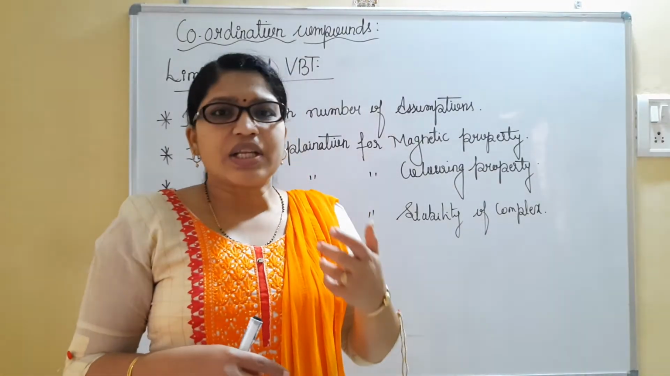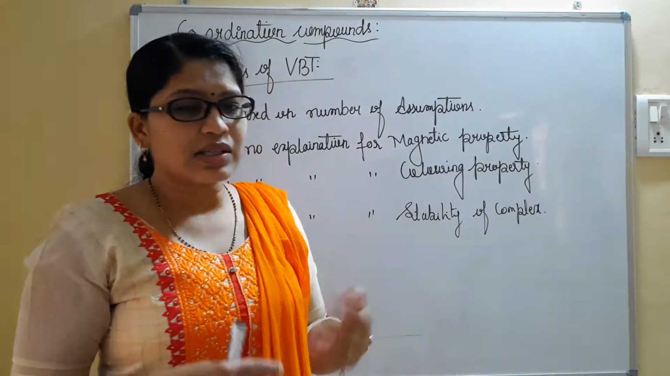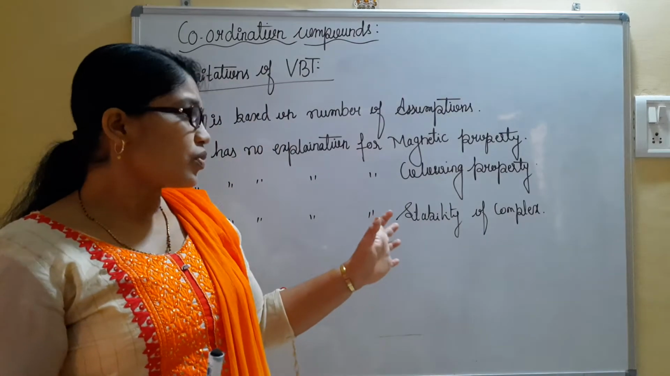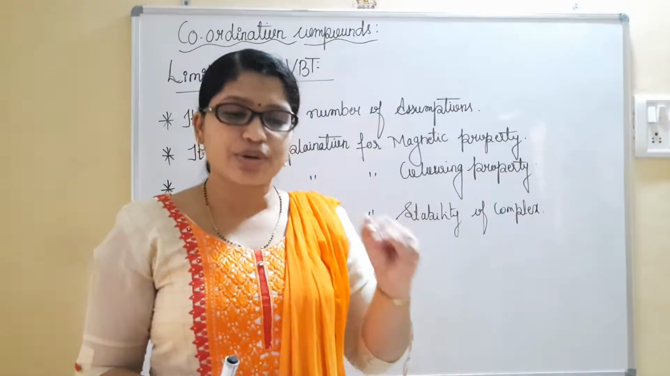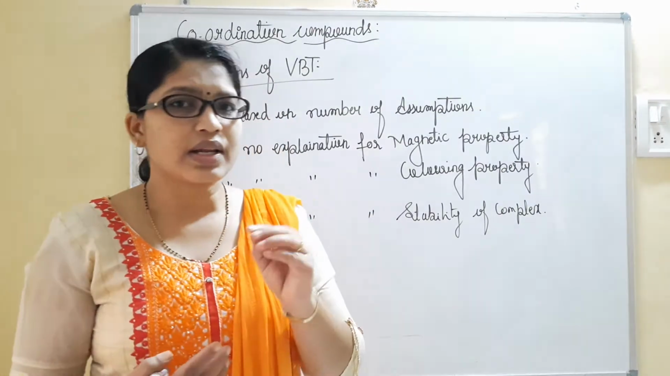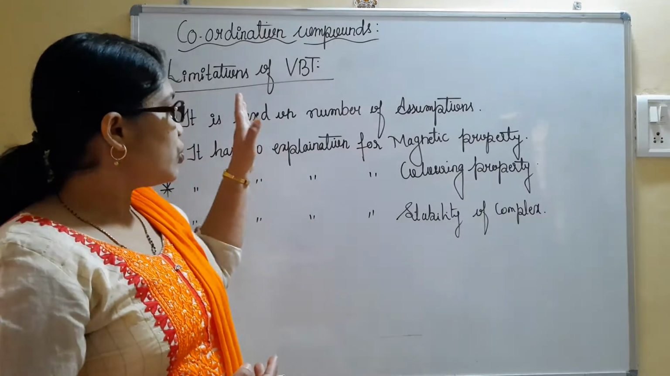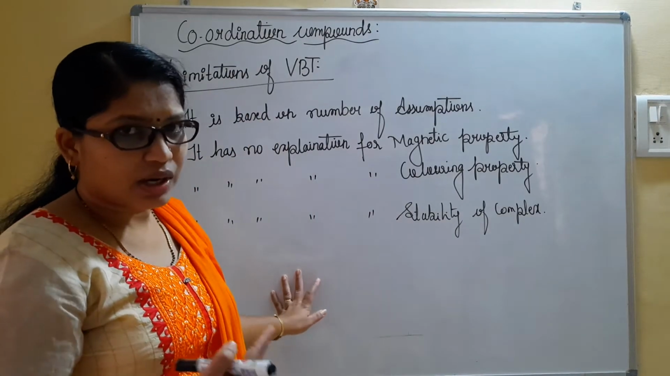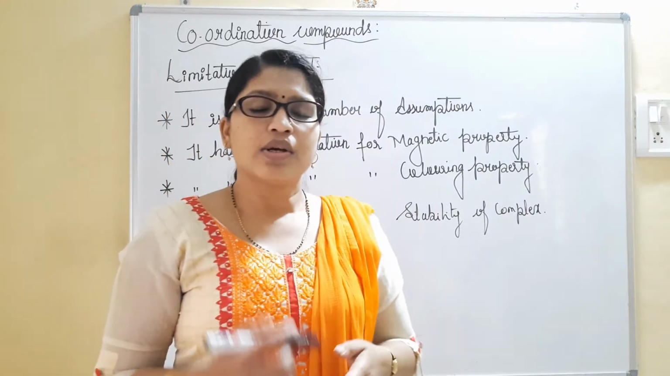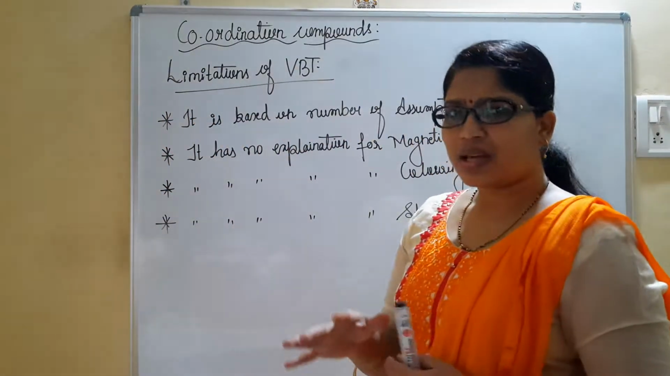Once it is exhibiting such drawbacks, the next theory comes which explains these drawbacks, and till today we will be following some of the improved theories for coordination compounds. So please do copy these drawbacks or limitations of the valence bond theory. They may ask you for 1 to 2 marks.